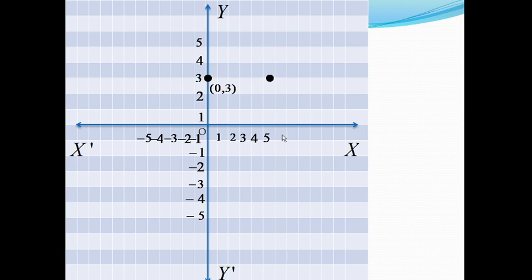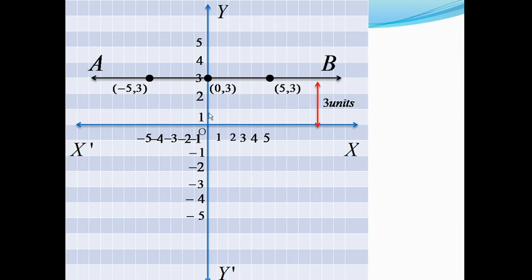I can take any point. So I am taking here (5, 3), then (minus 5, 3), and now again joining these points we get a line AB. And what is the distance? Again 3 units. Why? Because the value of y is 3 units. If it is 4 units, we will write it as 4 units.